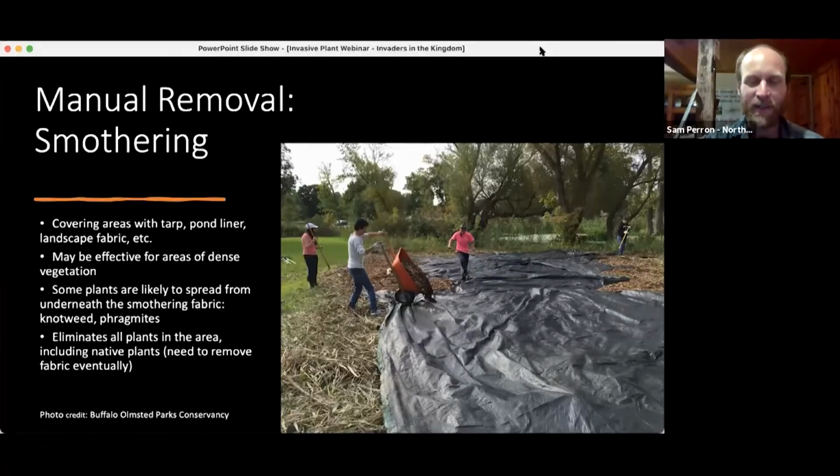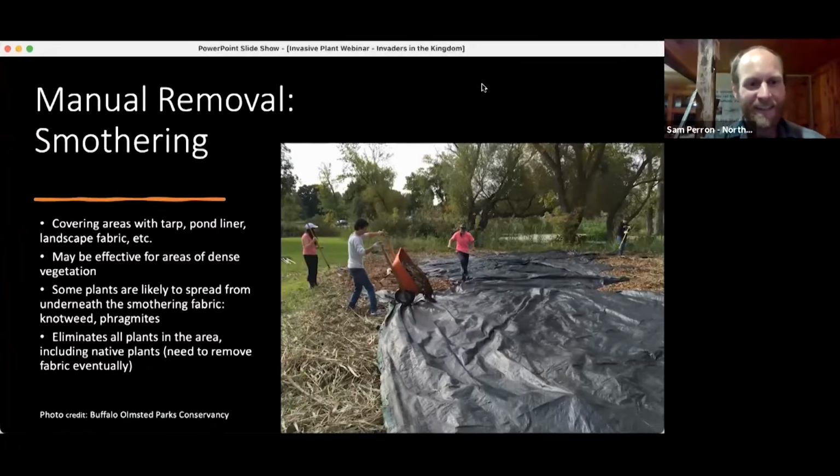So this one actually might work pretty well for something like Phragmites or knotweed, where it's 100% cover of invasive plants. You do have to do a good job cutting those back. You do need to have a really durable tarp. There are a couple of things that might go awry. So some of those plants that I just mentioned are really good at growing out from underneath the tarp.